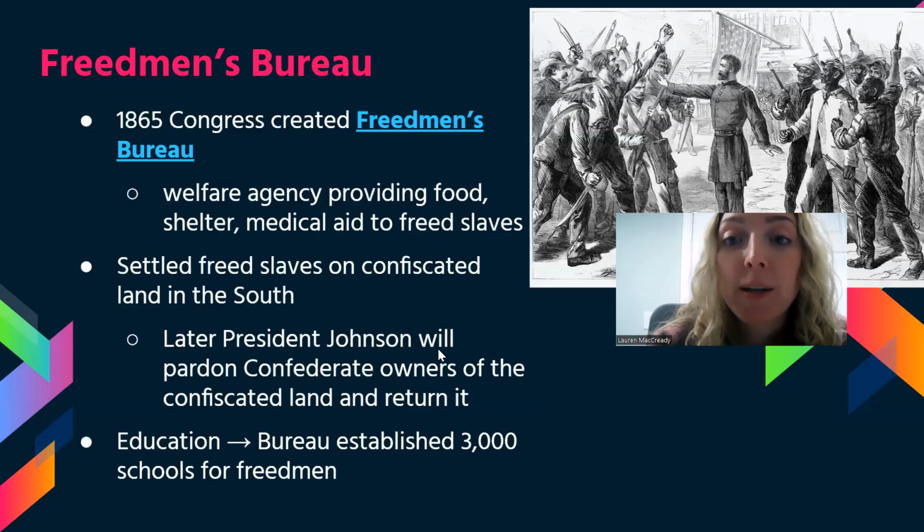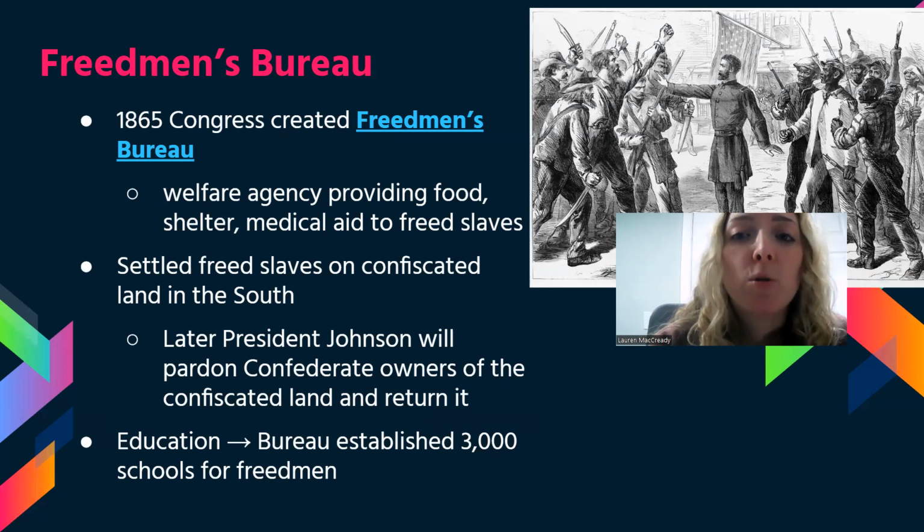But the radical Republicans in Congress do pass one super successful thing during Reconstruction. It's called the Freedmen's Bureau. The Freedmen's Bureau is a welfare agency, a really successful welfare agency. So again, set up by the federal government and supported by tax dollars and everything. So even like the Southern taxes, once they get readmitted, go towards the Freedmen's Bureau, which is funny. So the Freedmen's Bureau is a welfare agency that provides food, shelter, and medical assistance to the freed slaves.